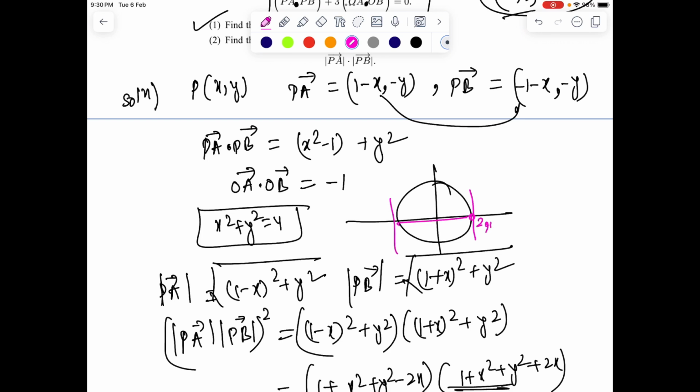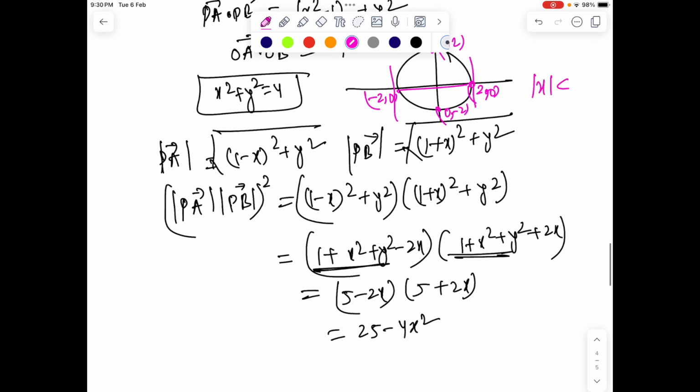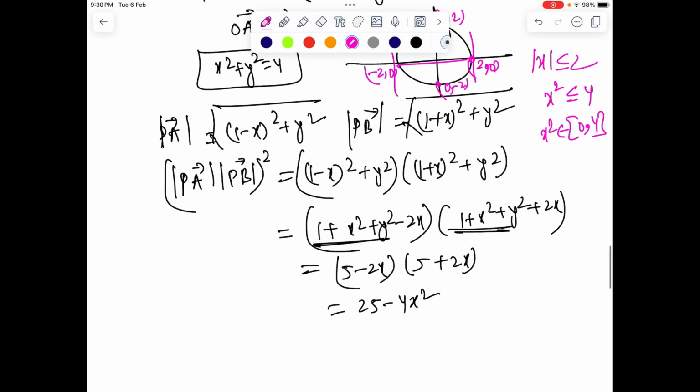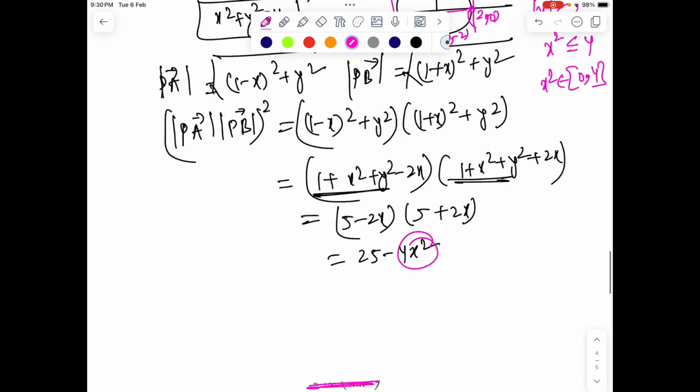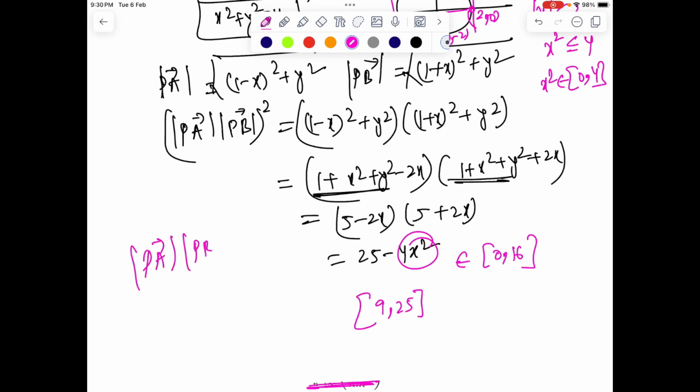Now we know for a circle we have a restriction on x, right? Because x can go maximum up to 2. So the points are (2, 0), (minus 2, 0), and y is (0, 2), (0, minus 2). Since mod x is less than or equal to 2, x square is less than or equal to 4. So x square ranges from 0 to 4, hence 4x square ranges from 0 to 16. Hence this quantity ranges from 9 to 25. Hence the PA times PB magnitude ranges from 3 to 5.